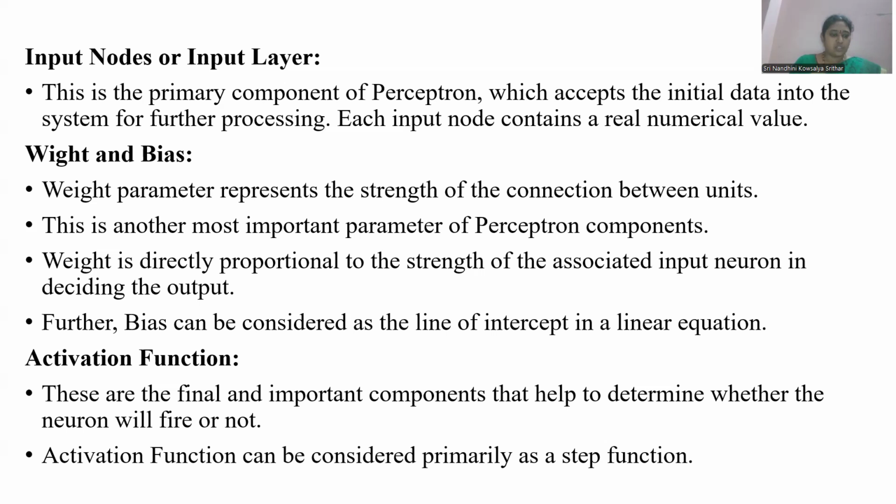Then the activation function. This is the final and important component that helps to determine whether the neuron will work or not. The activation function can be considered primarily as a step function. We have more activation functions, but basically we are using the step function as the activation function.